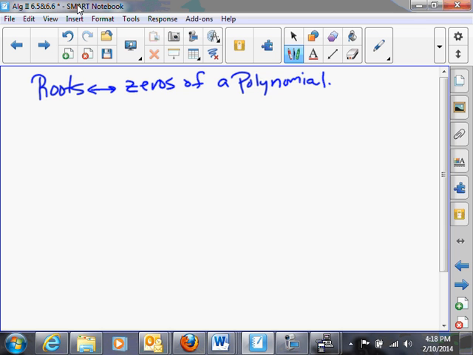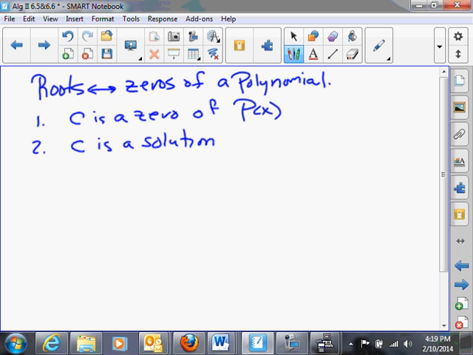In other words, if you know any one of these 4 statements is true, you can be assured that all of them are true. If you know that any one of these statements is false, then all of these statements would be false. Okay, statement 1, C is a zero of P of X. Statement 2, C is a solution of the equation P of X equals 0.